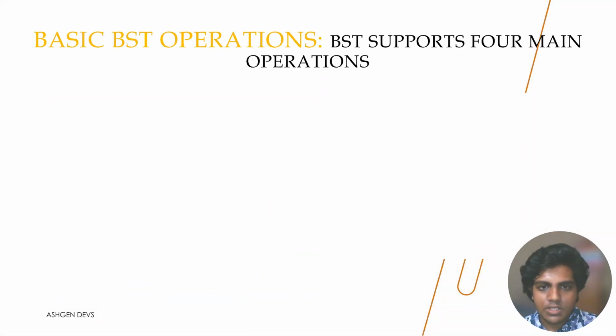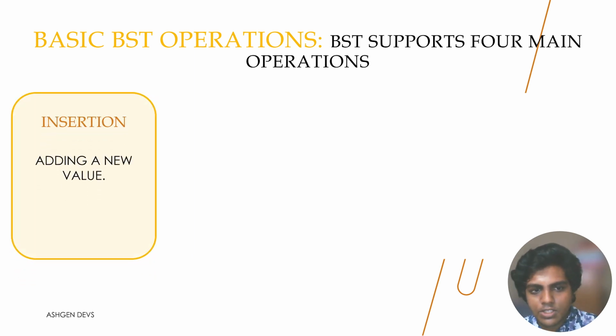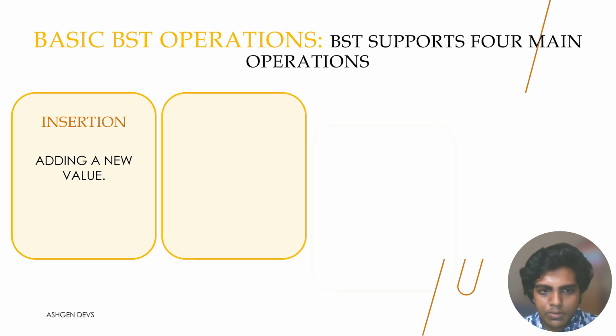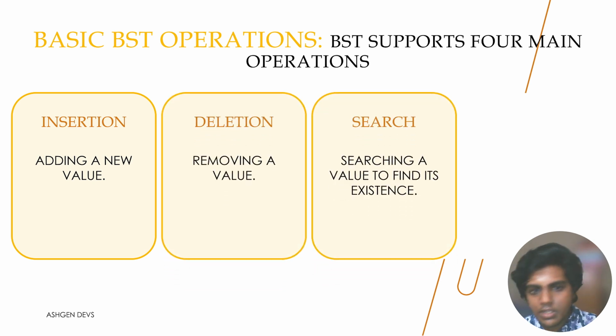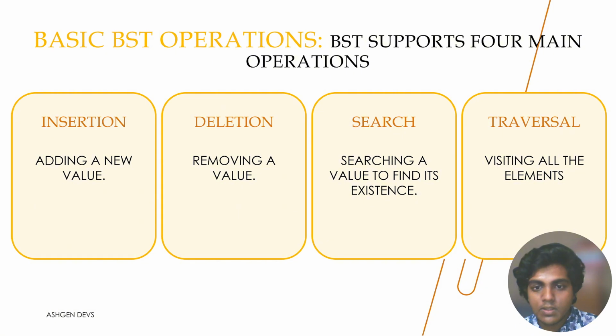Binary search trees have four main operations: insertion, adding a new value; deletion, removing a value; search, searching for a value to find its existence; and traversal, visiting all elements. So let's see how the code implementation works.